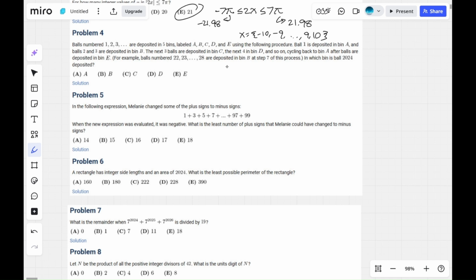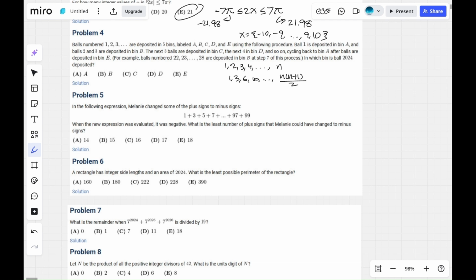So basically in this question the pattern is 1 ball and then 2 balls, 3 balls, 4 balls, all the way to n balls for the nth time that you're depositing. So this is basically the triangular numbers, which are 1, 3, 6, 10, all the way to the nth triangular number, which is n times n plus 1 over 2.